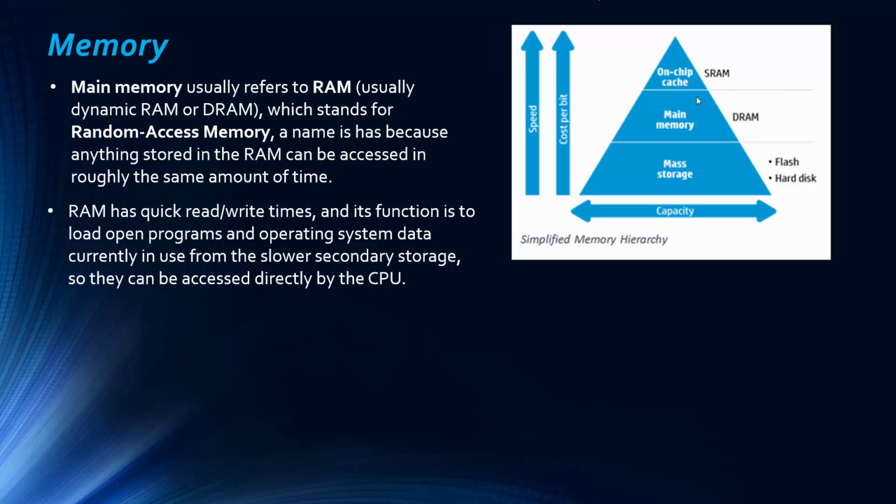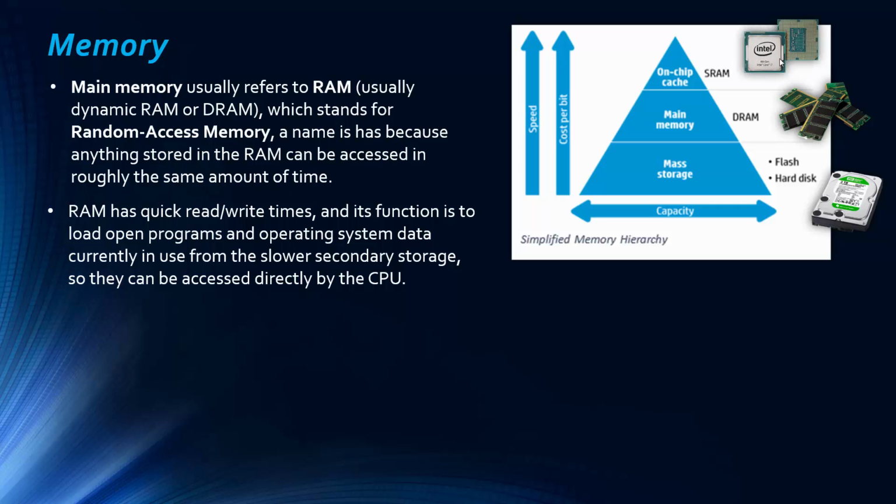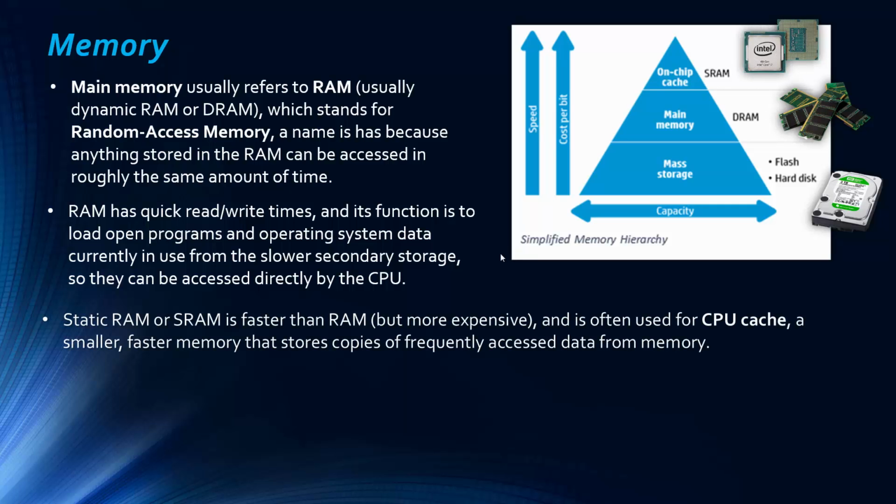And so this is representing cache that's on a CPU, or in a CPU. Static RAM, or SRAM, is faster than dynamic RAM, but more expensive, and it's often used for CPU cache. A cache in a computer is a small fast memory that stores copies of frequently accessed data from memory.